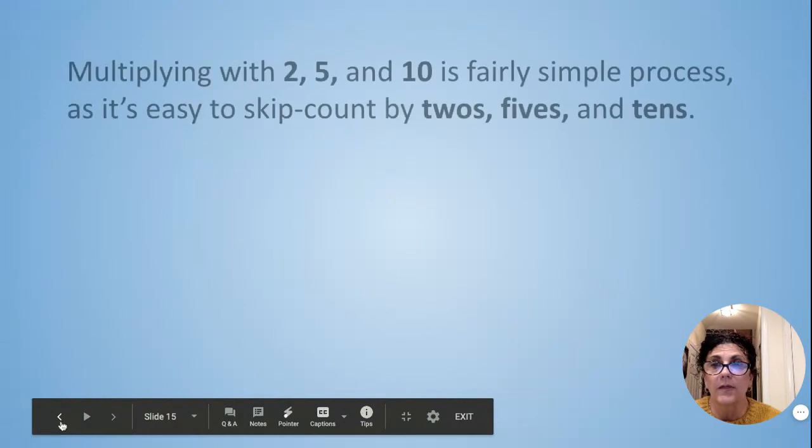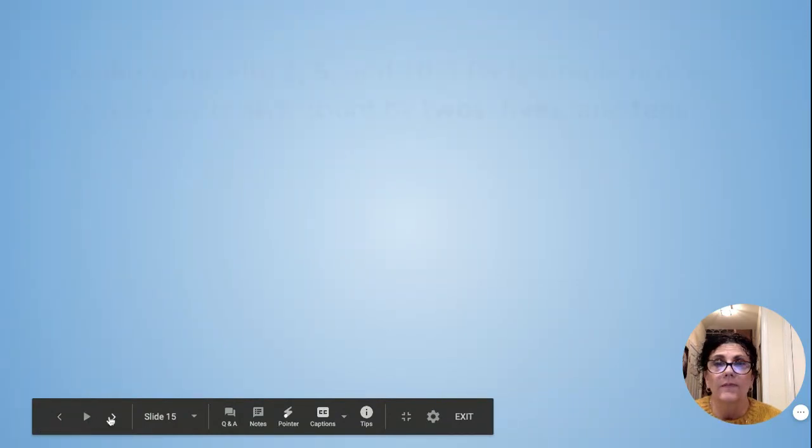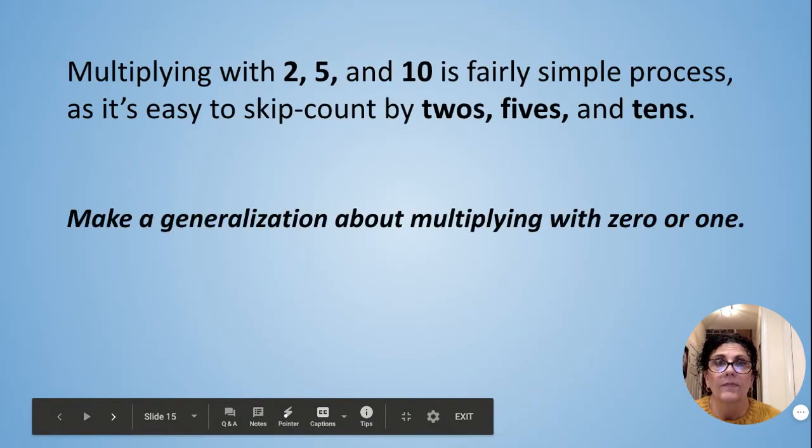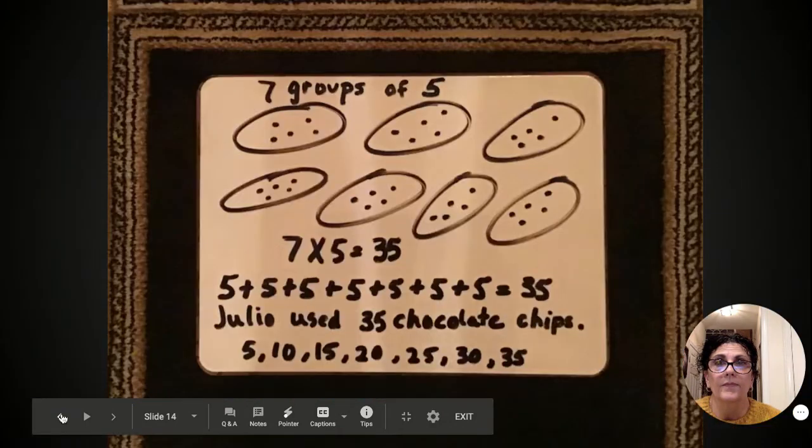Oops, I want to go back. Oh dear, there we go. My 7 groups, I didn't mean to click, sorry.